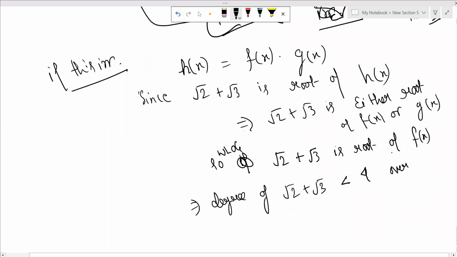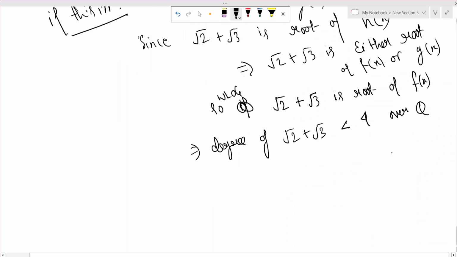Less than 4 over Q. So what you can do from here, if its degree is strictly less than 4, WLOG, without loss of generality. So the degree of root 2 plus root 3 is, so basically I want to proceed.